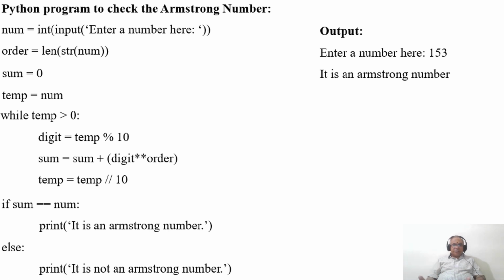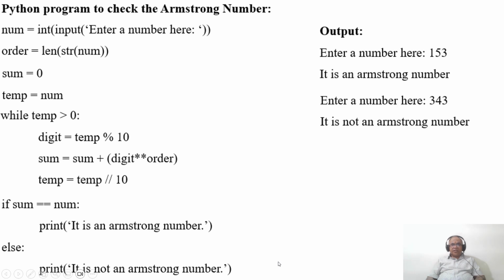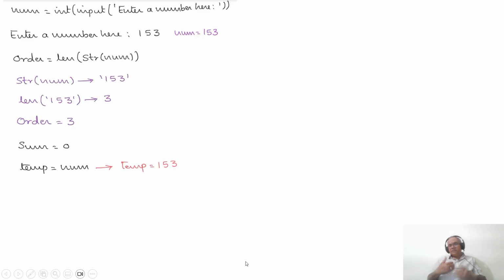So if sum is equal to num, then if the condition is true, print it's an Armstrong number. Else, you will have to print it is not an Armstrong number. So we are going to take up that. We have one more, enter a number here which is 343. Since 343 is not an Armstrong number, it will check here and then it says it's not an Armstrong number.